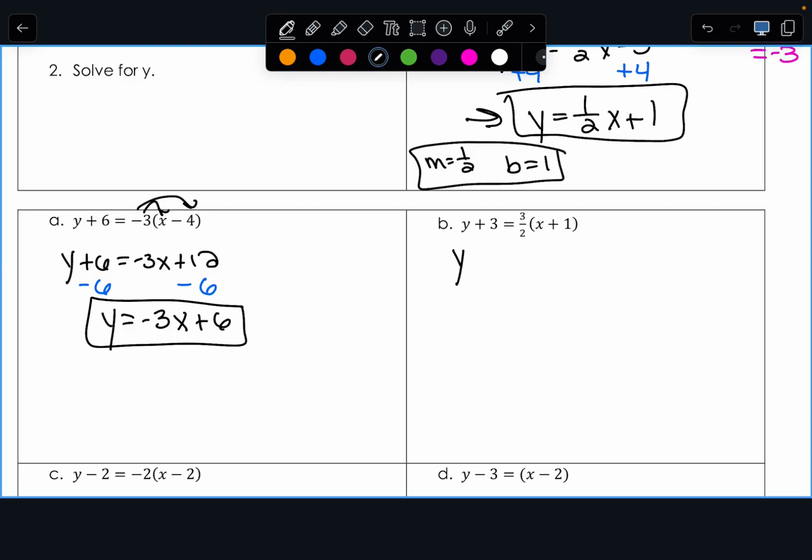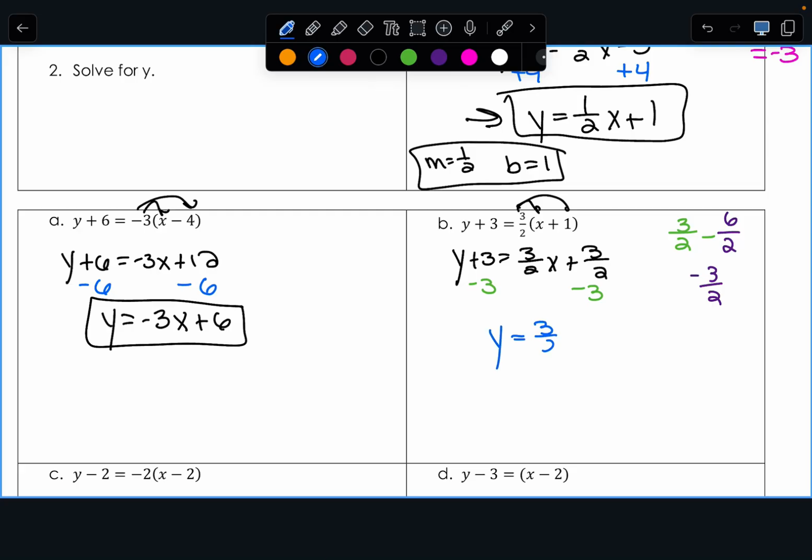The next one's a little trickier because it's going to leave us with a fractional amount there. So when I subtract 3 to that 3/2, I need to have a like denominator. So if I put it over 2, I need 6 as my numerator. 6 divided by 2 is 3. And then when you subtract the 2, you get -3 halves. So y equals 3/2 x minus 3/2.